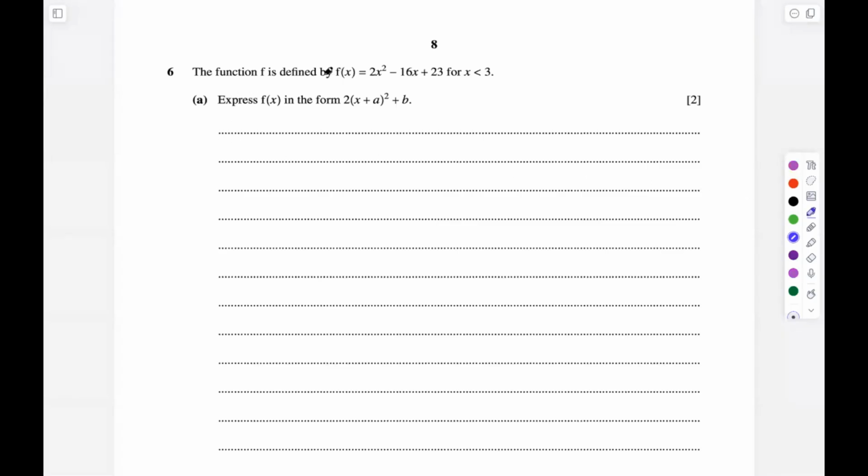In question 6, the function f is defined by f of x equals 2x squared minus 16x plus 23 for x less than 3. In part A, we have to express f of x in the form 2 into (x plus a) whole squared plus b. So the original function is 2x squared minus 16x plus 23, and we have to convert it to the form 2 into (x plus a) whole squared plus b.